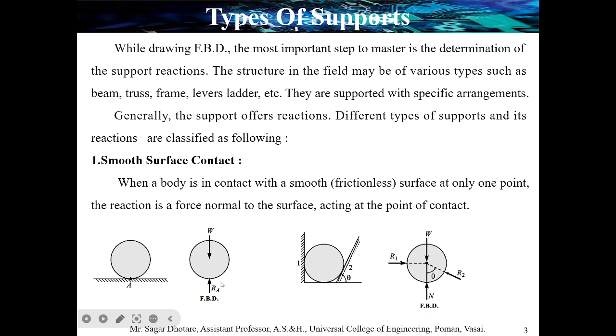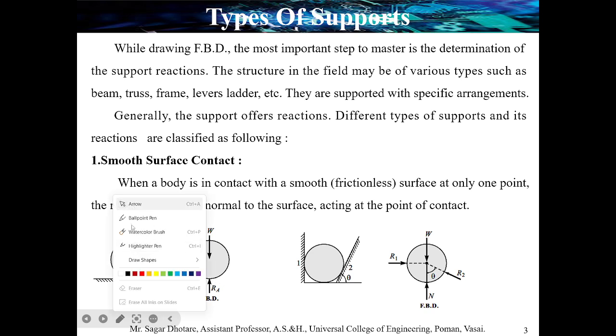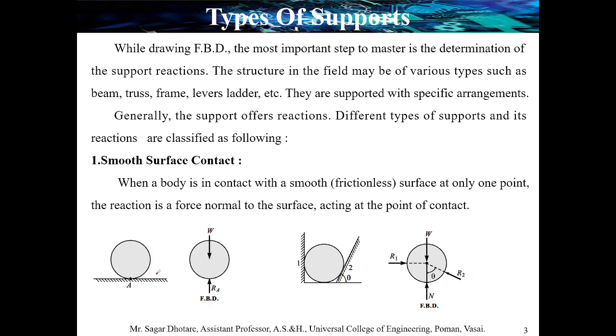Okay, in the smooth surface contact, basically a simple cylinder is placed over a horizontal surface. So there are two reactions. First, its own weight W, and the normal reaction which occurs because of the contact between the cylinder and surface, that we can say RA reaction, that is a single point reaction.